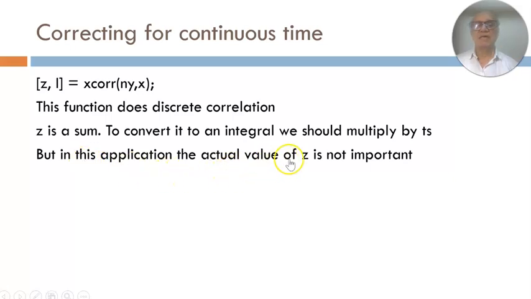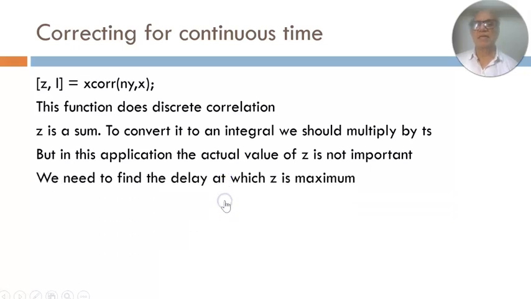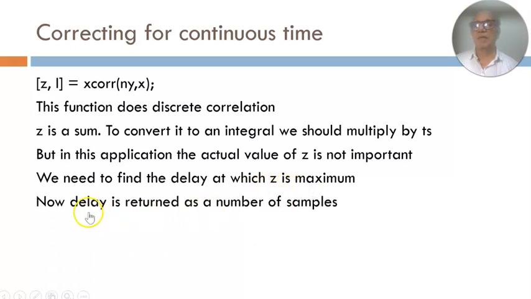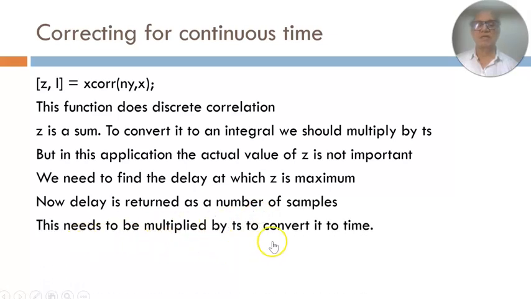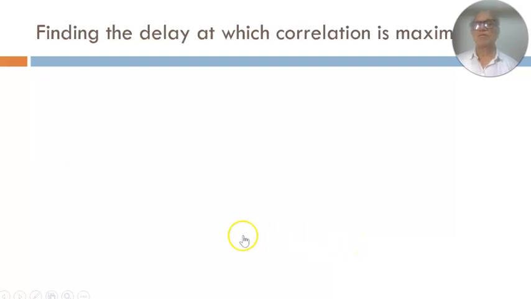But in this application, the actual value of Z is not important. Remember, what we are trying to do is simply find the value of the delay at which the correlation is maximum. The exact value of the correlation is unimportant. So even if we do not scale Z in this particular program, we need not worry. But the delay we must scale. So we need to find the delay at which Z is maximum. Now delay is returned as a number of samples. Therefore, this needs to be multiplied by Ts to convert it to time. That is what you need to do.